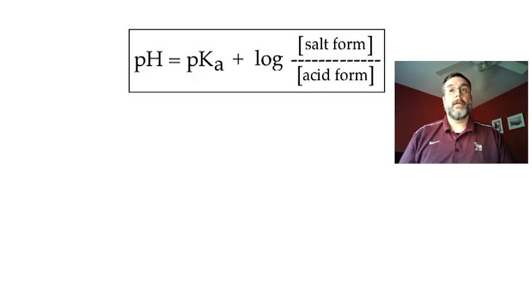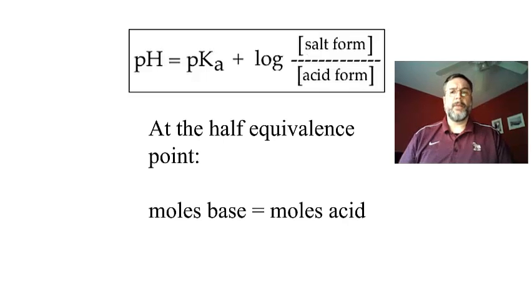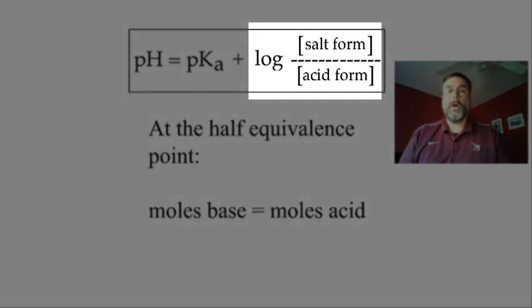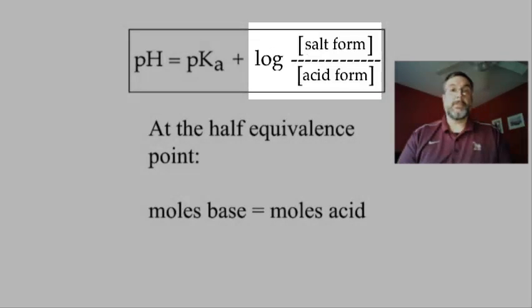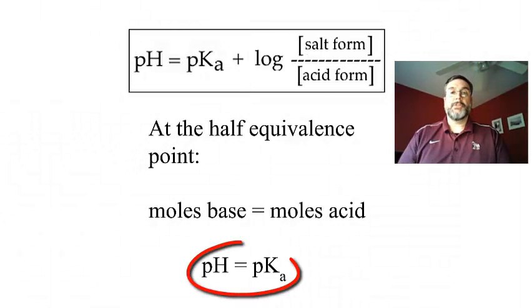And at the half-equivalence point, so halfway to the equivalence point, when we get exactly halfway, the number of moles of base will exactly equal the number of moles of acid. Now, if the number of moles of base is equal to the number of moles of acid, then the salt form concentration, the sodium acetate, if you want, the conjugate base of the acid, and the concentration of the acid should be equal. And if they're equal, then the log of that is log of 1, which is 0. And that means that at the half-equivalence point, pH is equal to pKa.